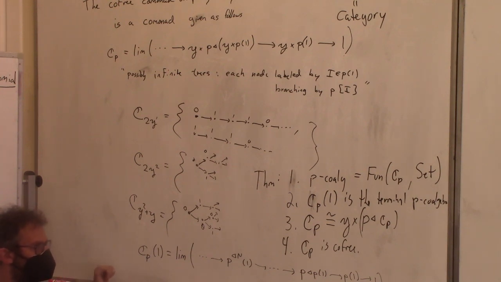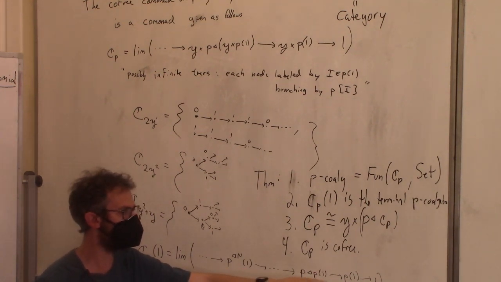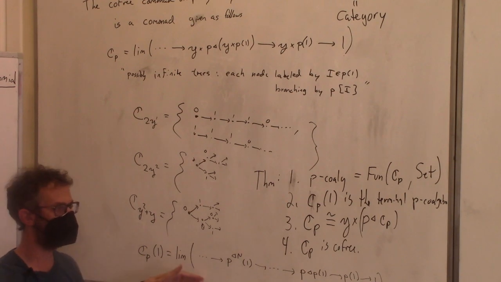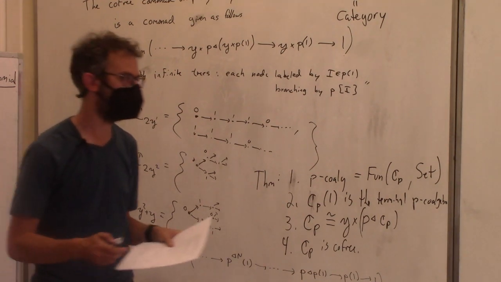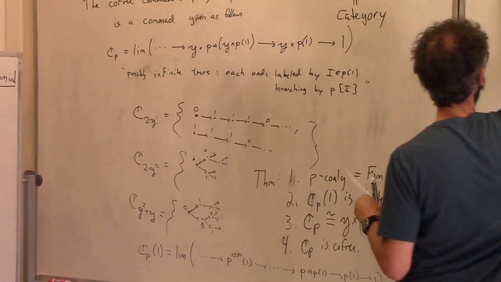And anyone who has studied Stone spaces might notice that each of these, if P is finite, is a finite set. And we're getting a limit of finite sets. And that's called a Stone space. It's called a profinite set. And that's what we'll be getting to.